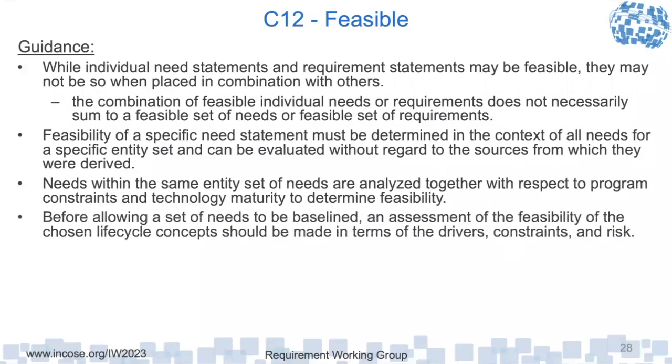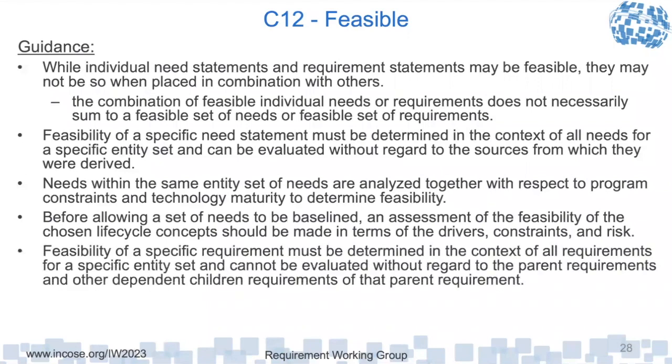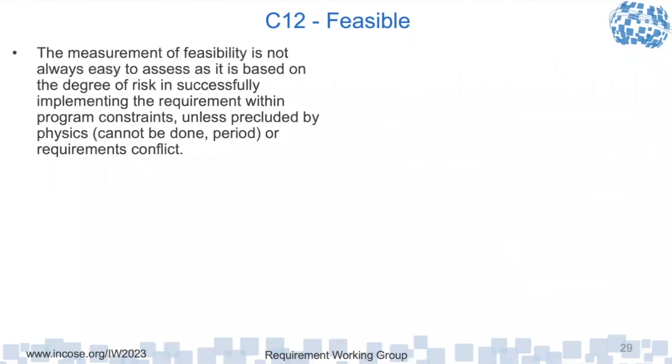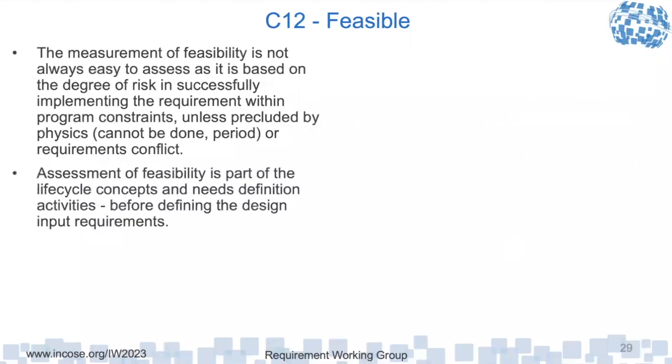Before allowing the set of needs to be baselined, an assessment of the feasibility of the chosen life cycle concept should be made in terms of drivers, constraints, and risk. Feasibility is the key thing that we're doing during the life cycle concept analysis, and maturation is a key consideration. If we can't find a feasible concept, then we're not ready to define a set of needs. If we can't think of a concept that is feasible, we're going to have to go back, reevaluate the problem, and go back to some key stakeholders and say, hey, we just can't do this. Sets of requirements for the same entity are analyzed together, just like we did the needs. And the measure of feasibility is not always easy to assess, like we talked about before, in terms of the degree of risk.